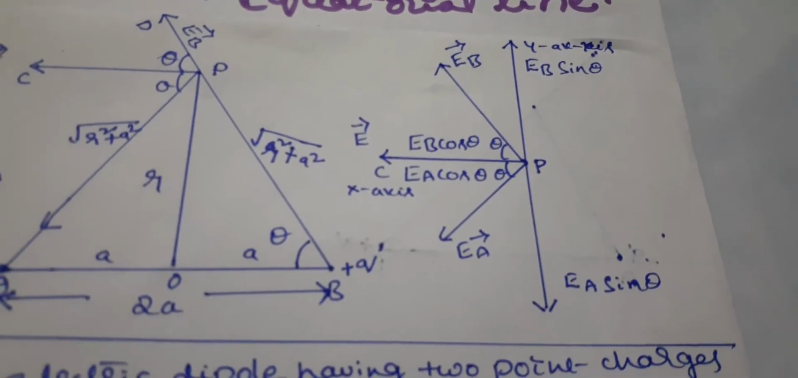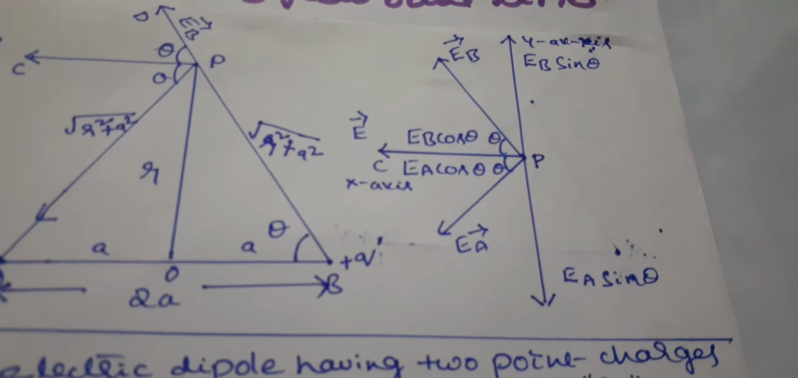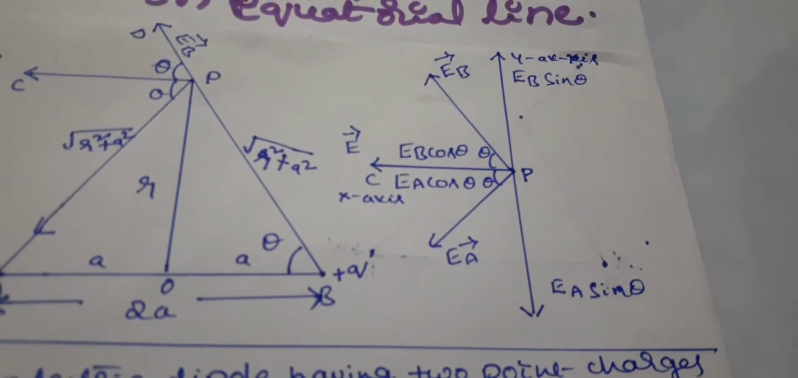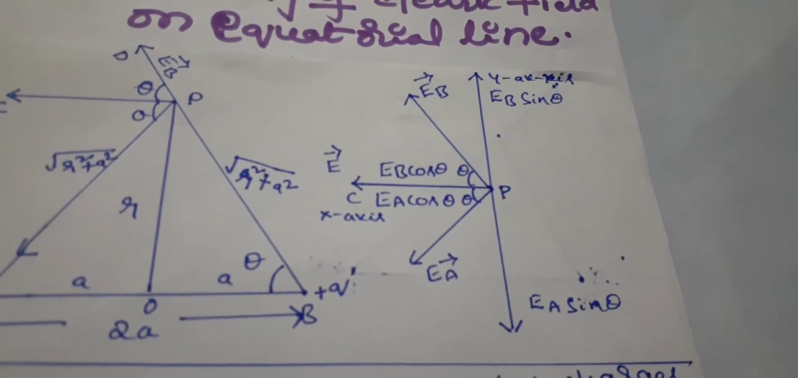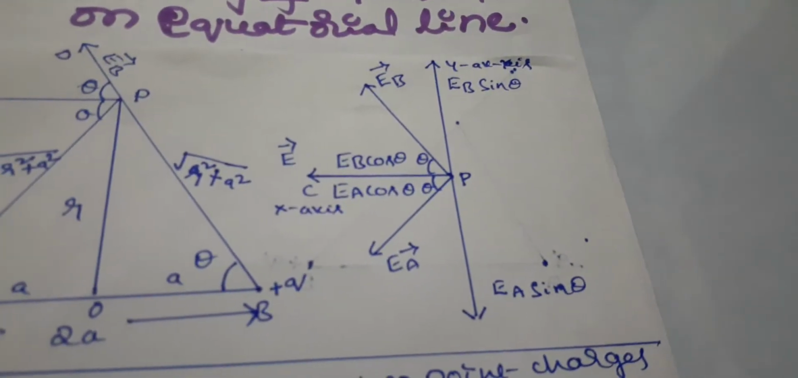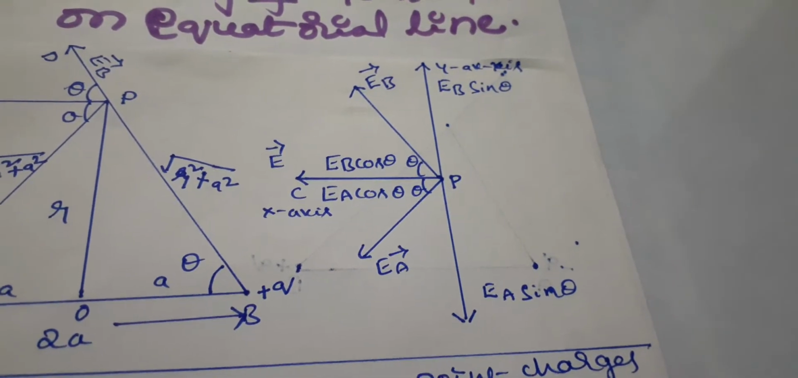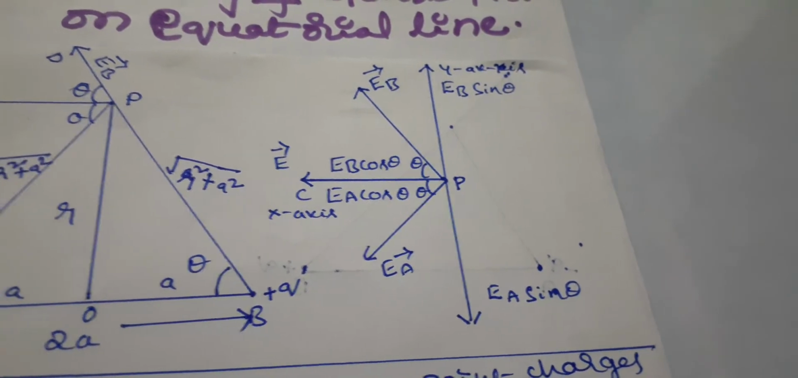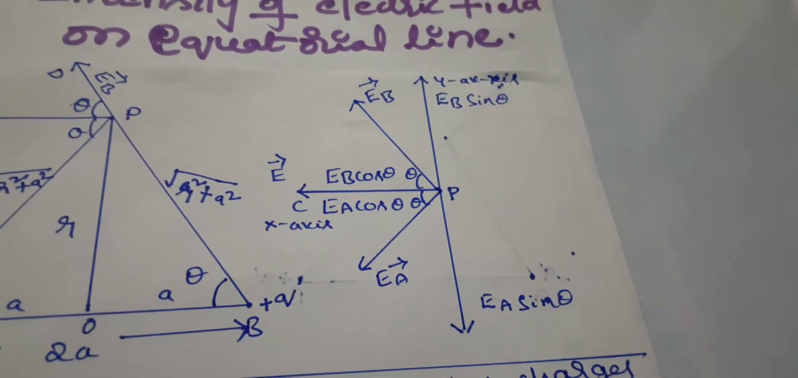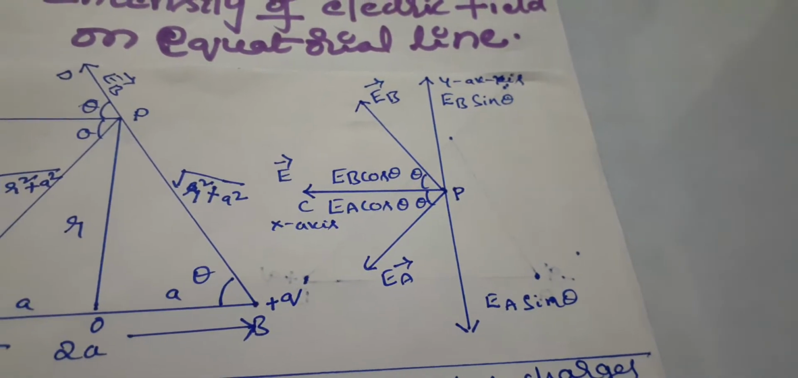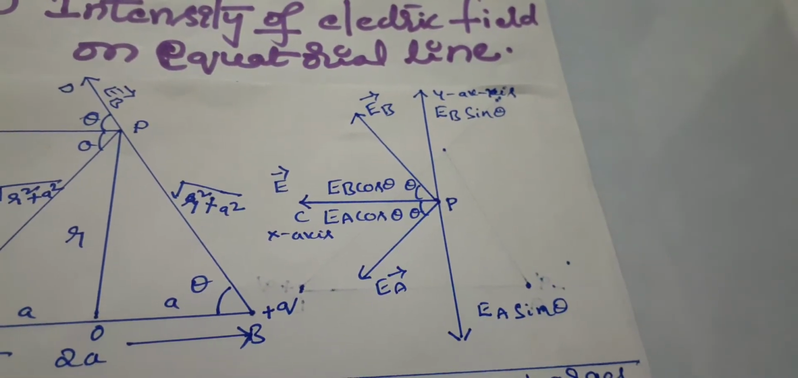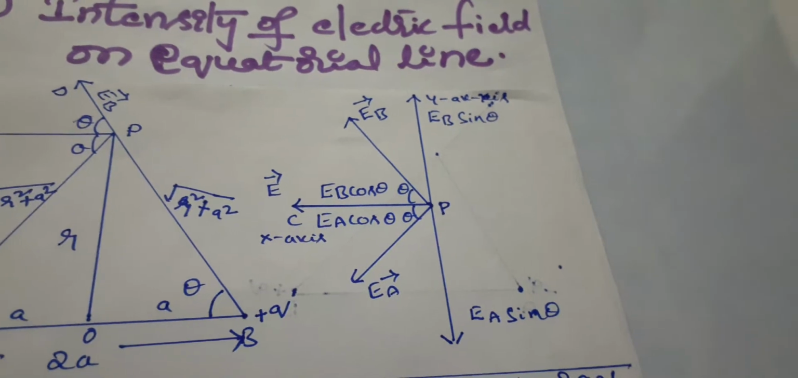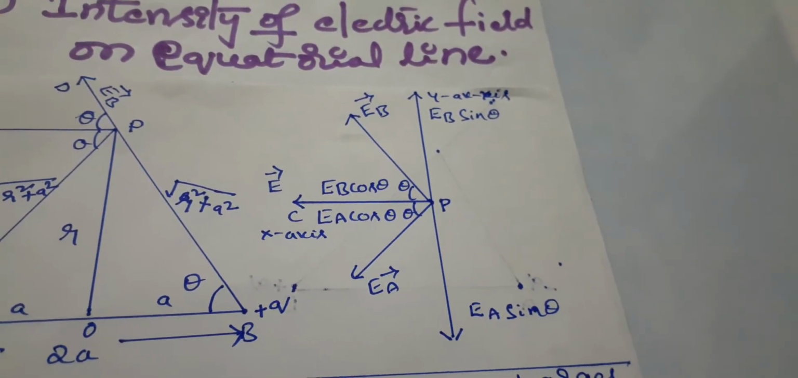So E bar B and E bar A both are acting with certain angles with respect to the resultant intensity of electric field E bar. So EA and EB are resolved into components as EB sin theta in the upward direction, EA sin theta in the downward direction. And along the x-axis you can see, students, EB cos theta and EA cos theta. So EB cos theta, EA cos theta are acting in the same direction along the x-axis, but EB sin theta, EA sin theta are acting along the y-axis in opposite direction. So their magnitudes are equal but direction is opposite. That is why their summation will be 0.